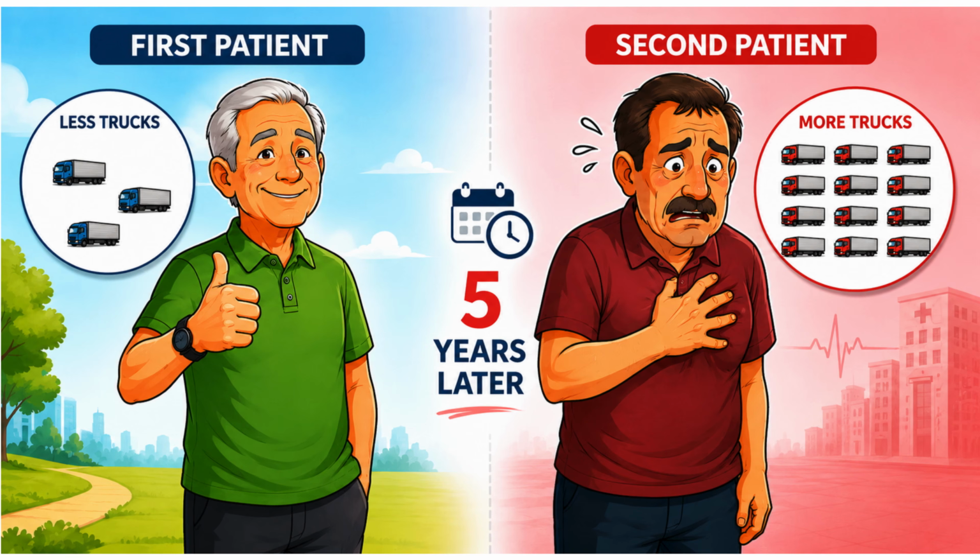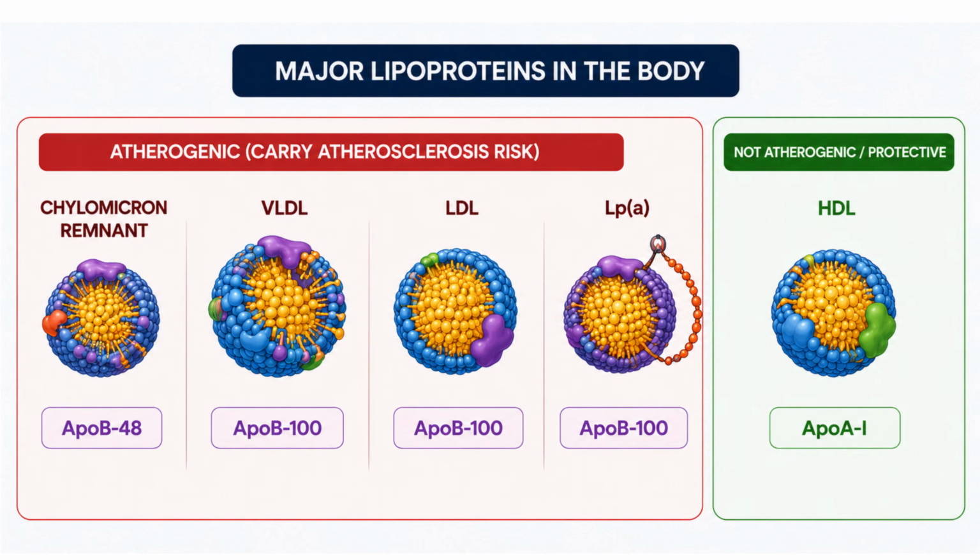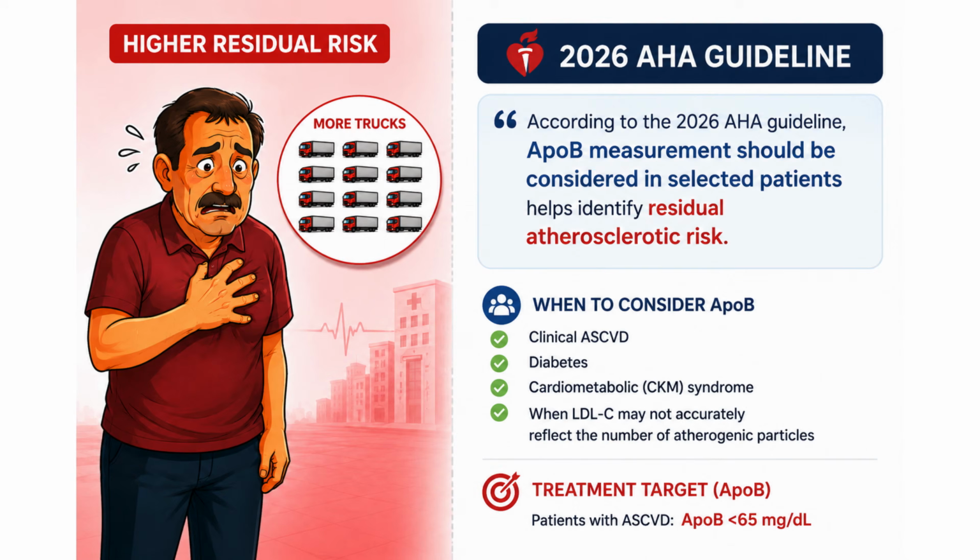So the next question is, how can we actually measure the number of trucks, or, in other words, the number of LDL particles? Now, let's go back to this figure. If you look closely, you'll notice that every atherogenic lipoprotein has ApoB on its surface. That means if we measure ApoB in the blood, we're essentially measuring the number of atherogenic lipoprotein particles, or, in our example, the number of trucks carrying cholesterol.